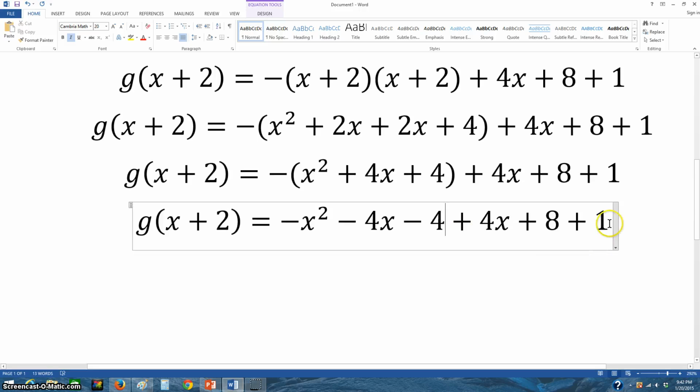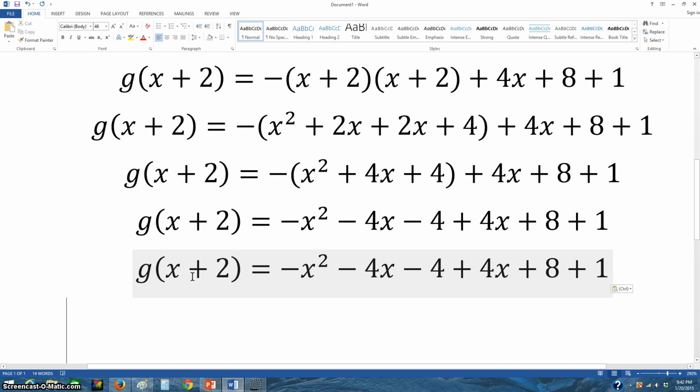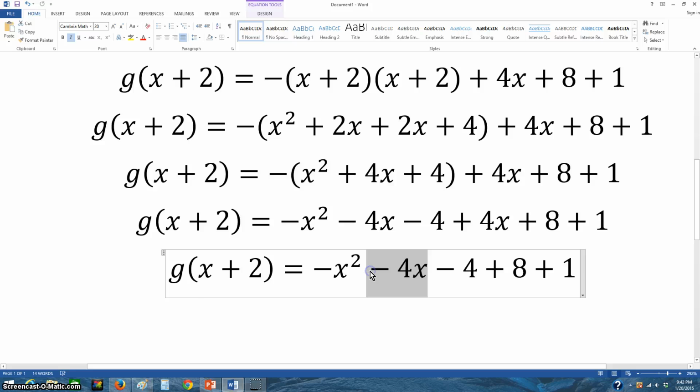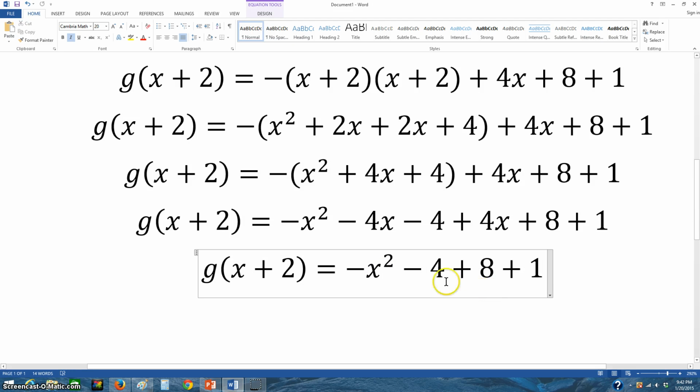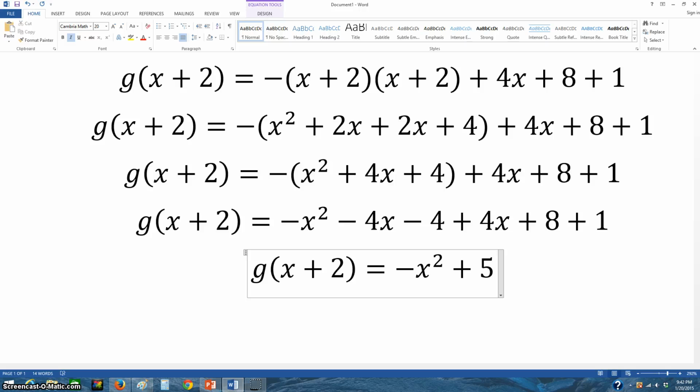So now the last thing is to clean it up and combine like terms. So I have negative x squared. Let's see. What happens to my 4x's? It seems like they go away. So I can go ahead and cancel those out. And negative 4 plus 8 is a positive 4 plus 1, which gives me a positive 5. So all of this now transforms into a positive 5. So I get g of x plus 2 is equal to negative x squared plus 5. Okay, so that's what we get for this one.